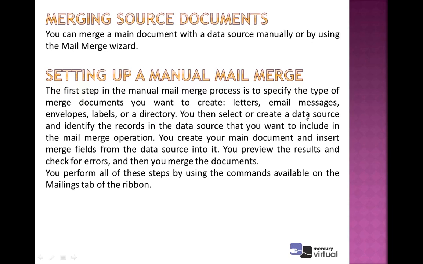You can then select or create a data source and identify the records in the data source that you want to include in the mail merge operation. Means the first step is you decide to use letters, email messages and so on. Then you select or create a data source and identify the records, which means identify the receivers' information that you want to include. You then create your main document and insert the merge fields from the data source into it. Then you can preview the results.